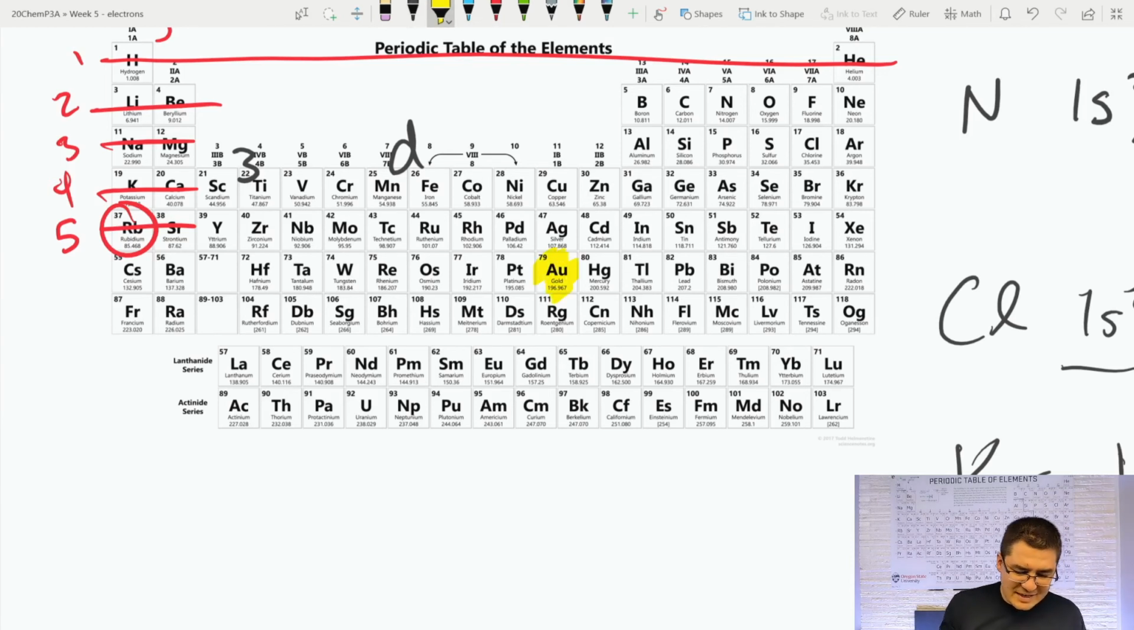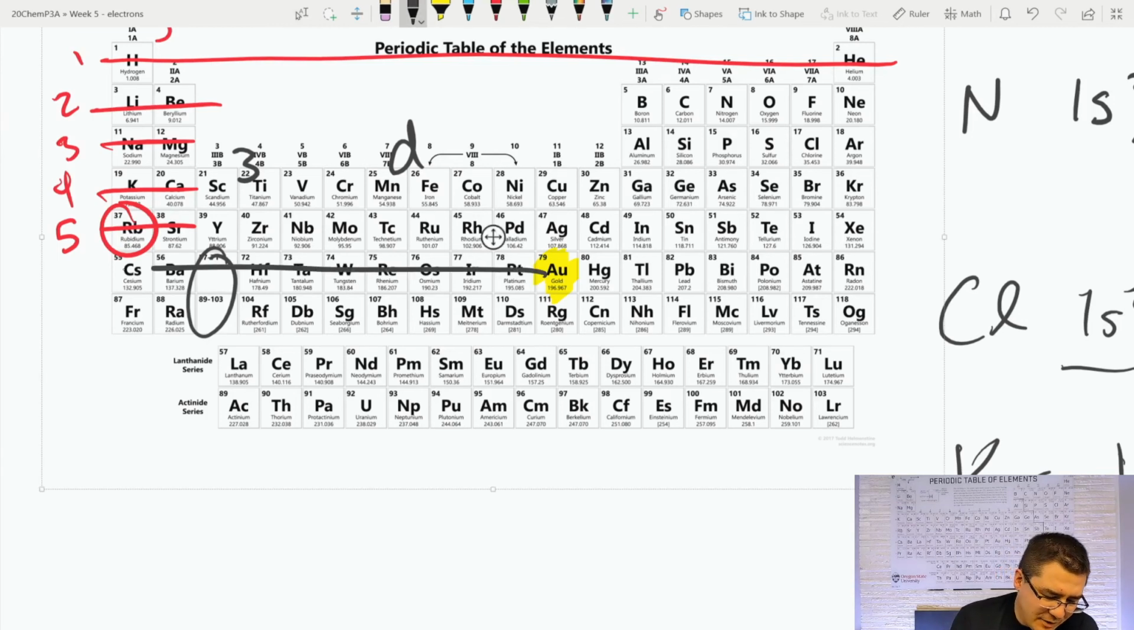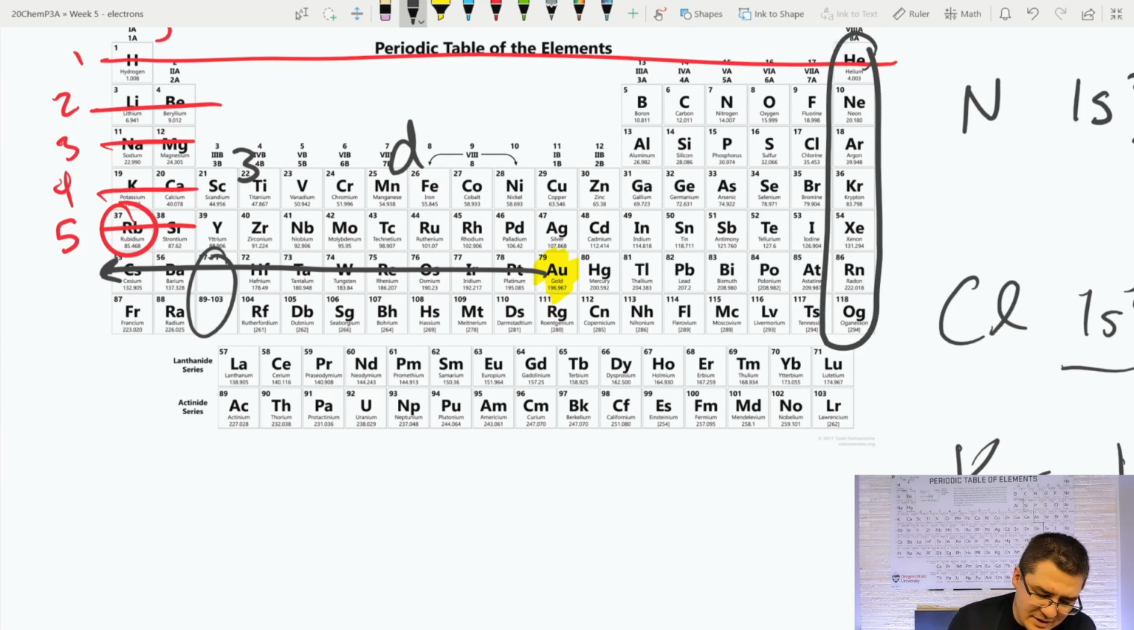Now gold has 79 electrons, and I could write them all out, but I go into this weird F block area. So what I'm going to do is shorten it up so I can go backwards from element number 79. I need to find the nearest noble gas. Now, noble gas is group 8.